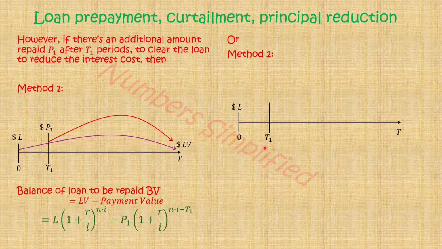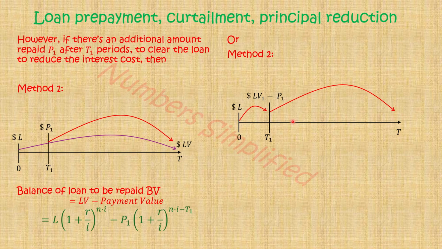So we know that the loan that was issued was worth L dollars, but up until the period T1, the value of the loan would accumulate. So the loan would accumulate interest up until T1, and at T1, we make a payment. So that is going to reduce the value of the loan at T1. Then that particular value of the loan that is left would accumulate interest till the end of the period T. So that is the logic that we're using.